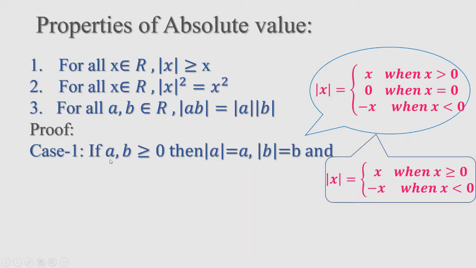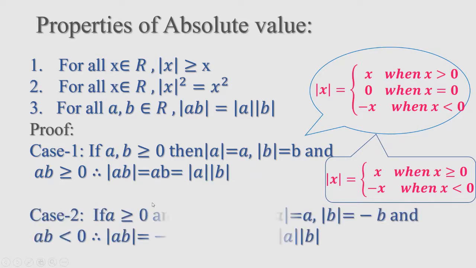So here a and b both are non-negative, so from this condition we can write modulus of a equals a and modulus of b equals b. And because a and b both are non-negative, their product is also non-negative, so ab is non-negative. That's why modulus of ab equals ab, because when non-negative, modulus of x equals x, and modulus of a equals a and modulus of b equals b, so modulus of ab equals mod a into mod b.